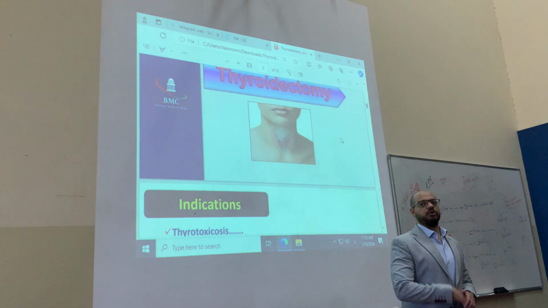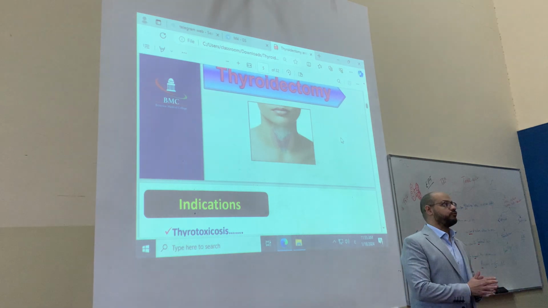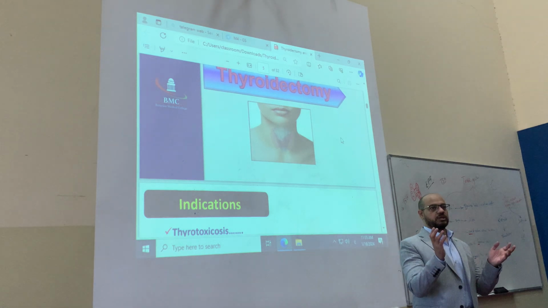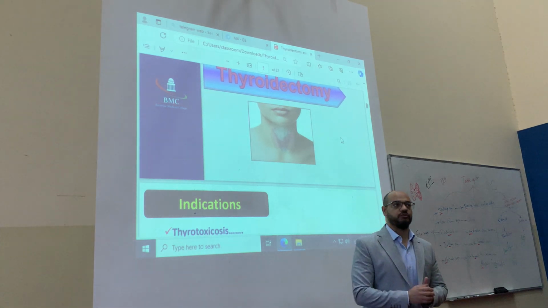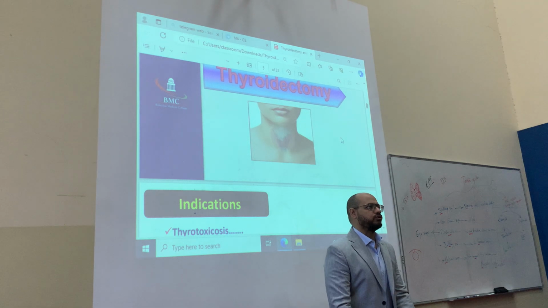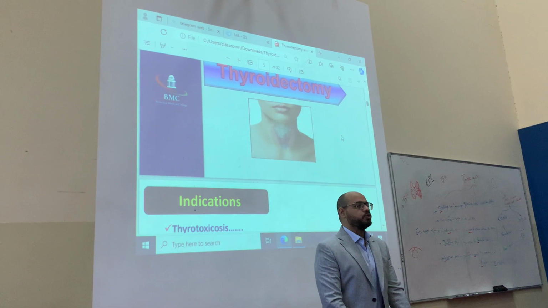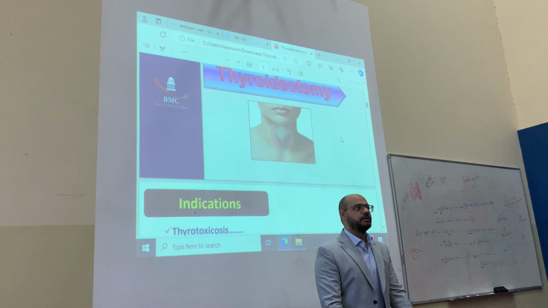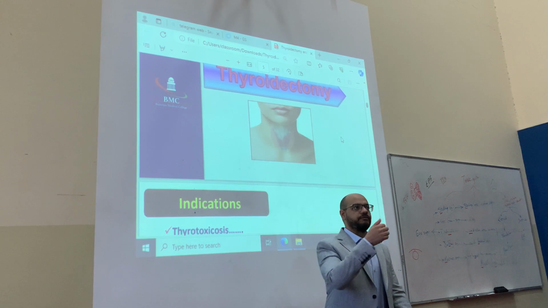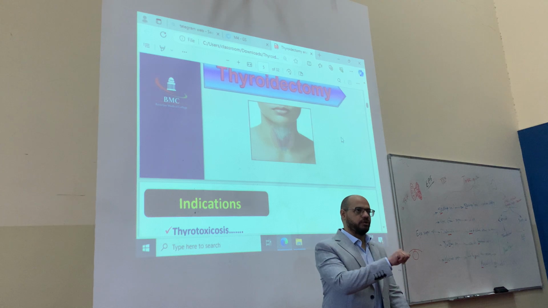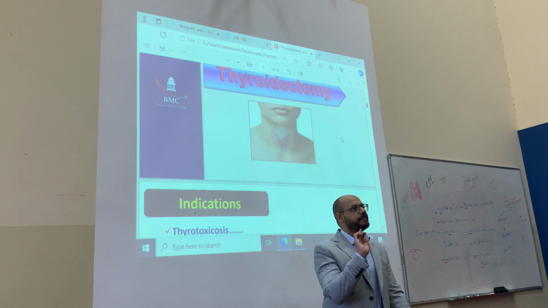It's also the same for the colloid goiter. If we have a colloid goiter which is huge in size and causing bad cosmetic appearance or compression manifestations, this is an indication for thyroidectomy. What about toxic goiter, when do we need to perform thyroidectomy? In toxic nodular goiter, it's the main line.